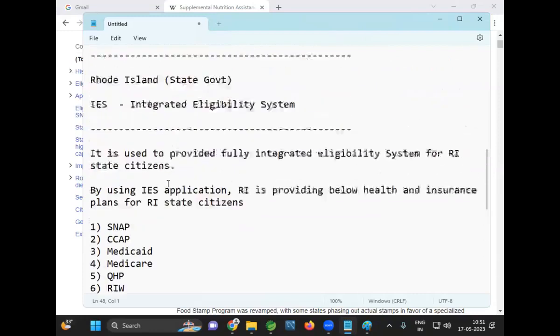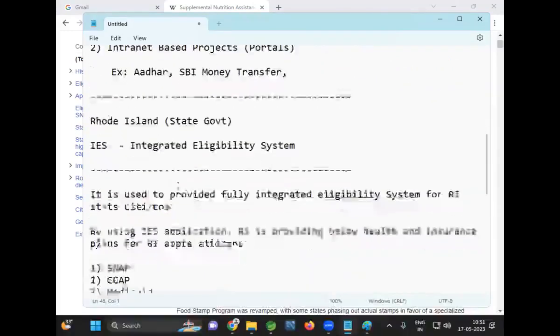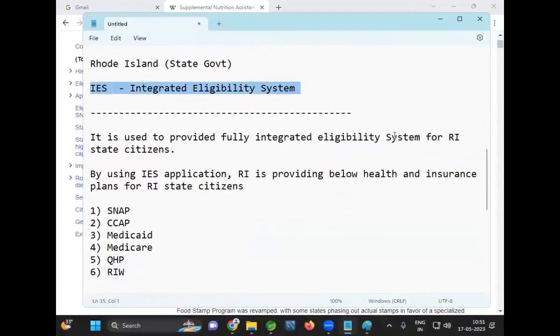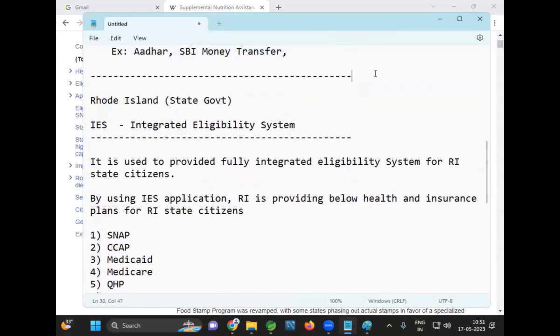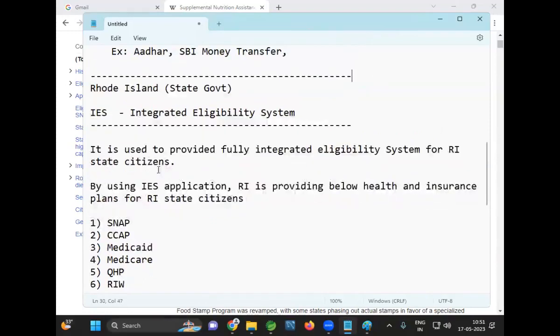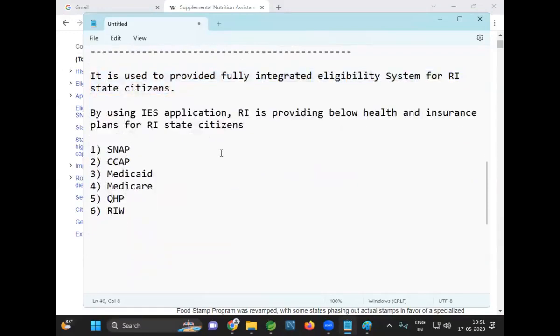Got it? So now tell me, what is our major project? What is the name of our major project? Our major project name is IES. IES stands for Integrated Eligibility System. What is the main purpose of IES? IES is used to provide a fully integrated eligibility system for RI state citizens.